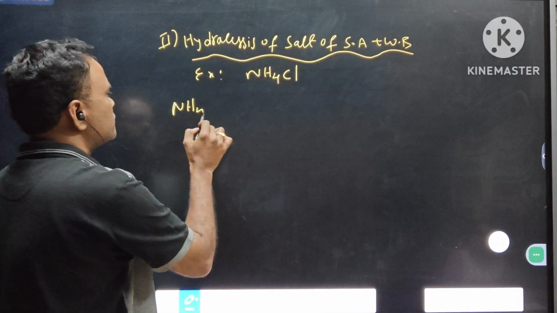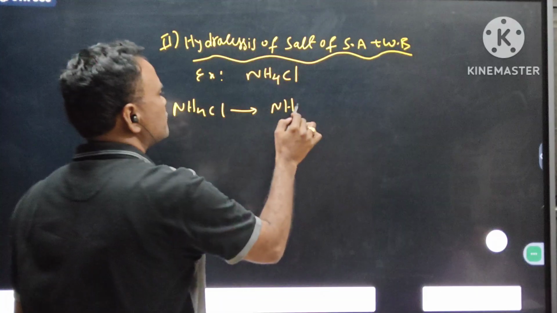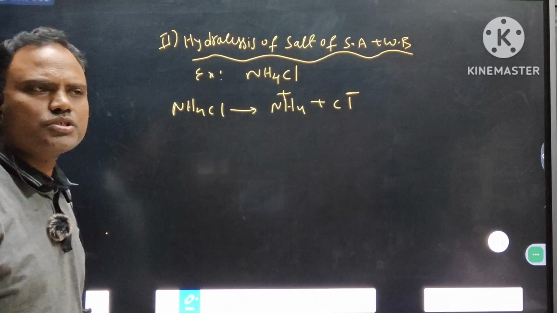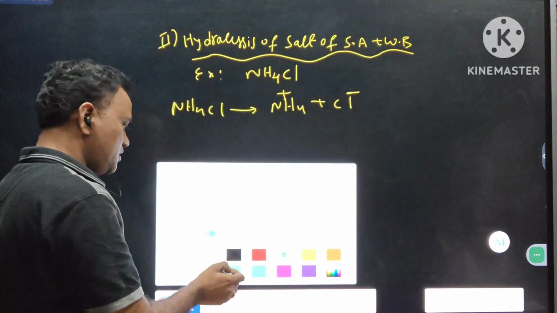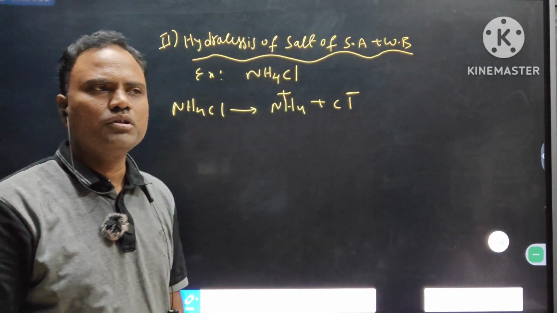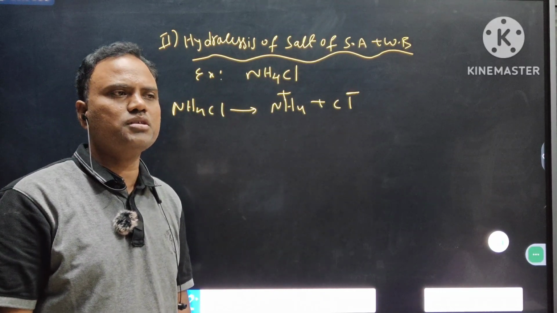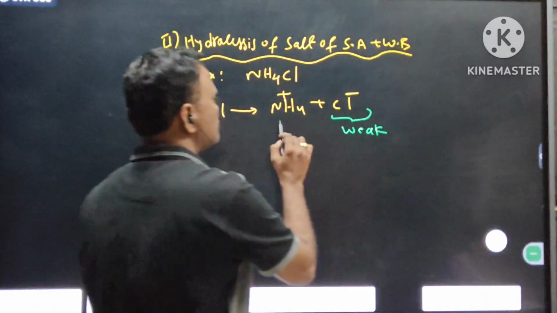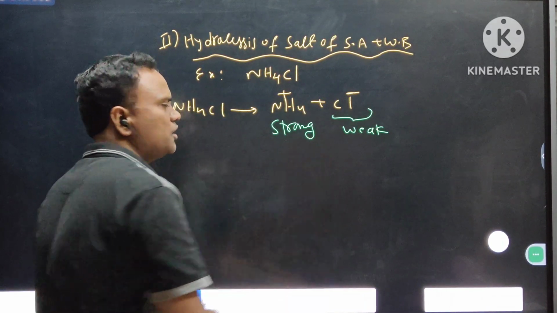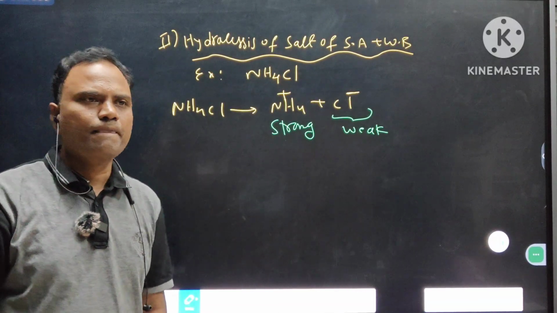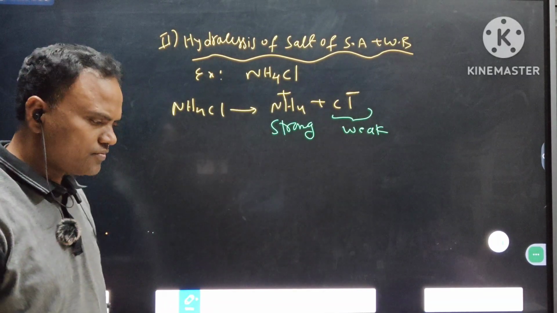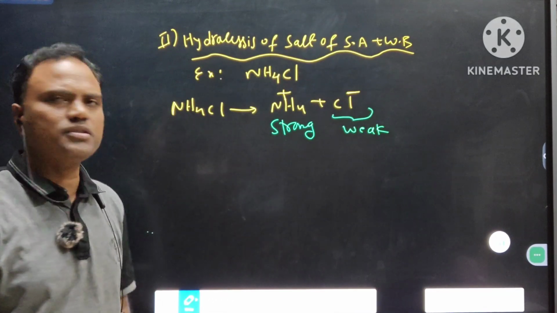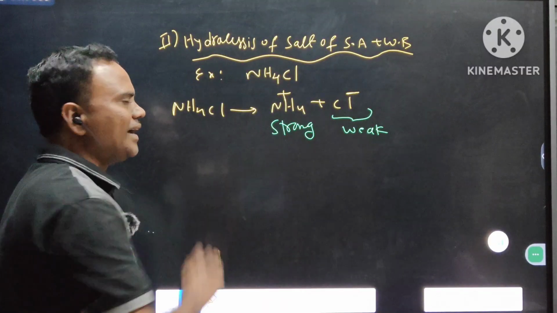Dissociate this. NH4Cl dissociates into NH4 positive and Cl negative. Which is stronger? Cl minus comes from HCl, and HCl is a strong acid, so that is weak. The ammonium cation is the strong one. Cl minus is weak, very easy. The one which comes from the strong is weak. So NH4 plus is the strong one, so take that only and add water to it.